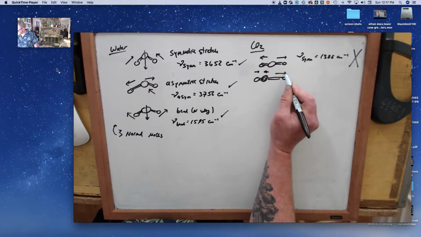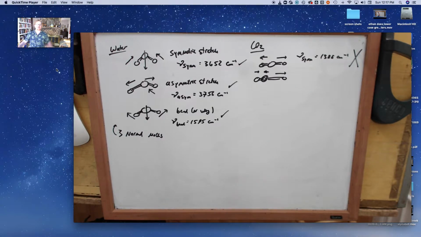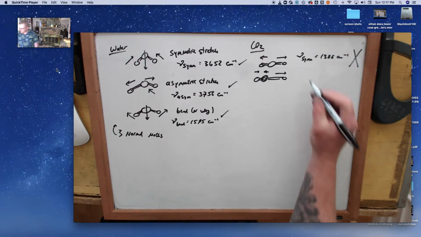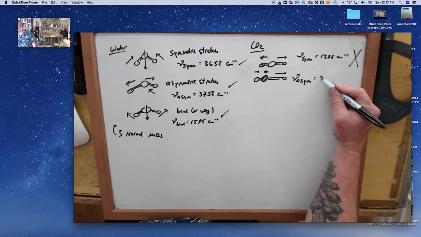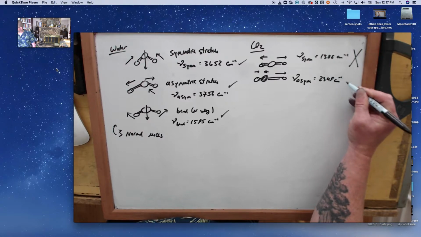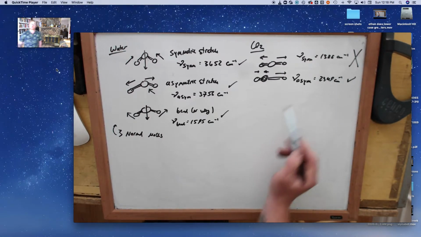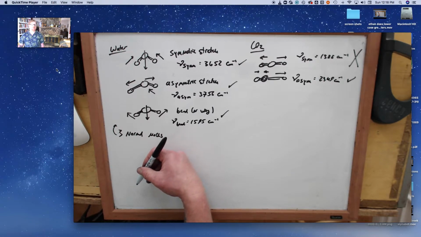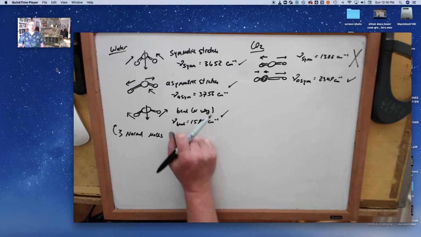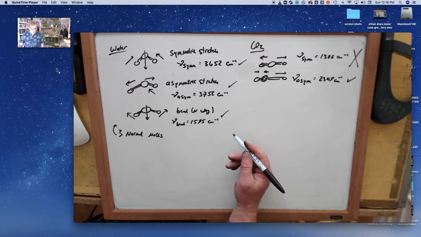So as these two nuclei move closer, it repels that nuclei, and so you'd have this asymmetric stretch occurring, and so that's VASM, and that is going to be 2349 wave number. And this is the major stretching of CO2. It's the major sink of IR energy. So when we talk about CO2 as a greenhouse gas, this is the principal vibration that absorbs the brunt of that energy, okay?